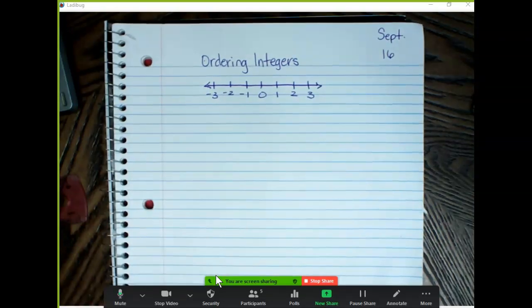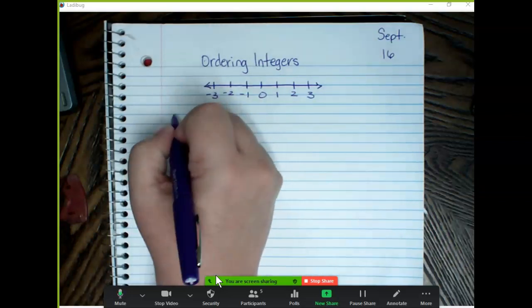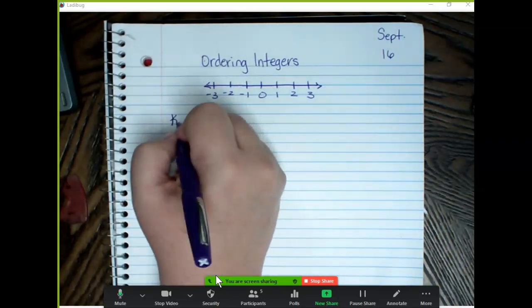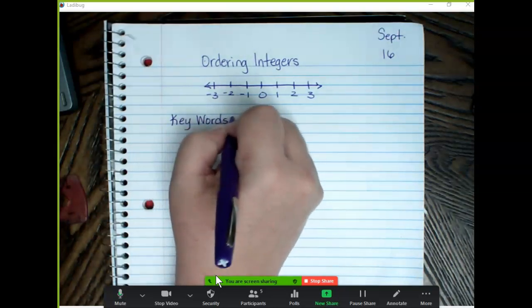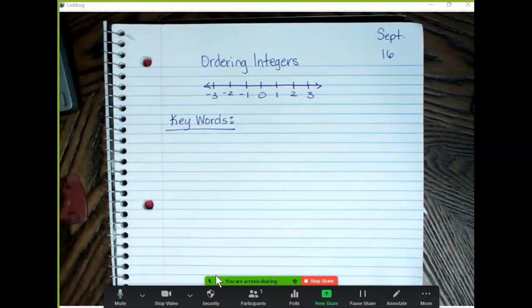A lot of times when we have problems, they're really nice and say put these in order, least to greatest or greatest to least. But sometimes they use key words instead of saying least to greatest and greatest to least. So I want to write down a few of those key words so we can have them in our notes to refer back to. So, some key words.